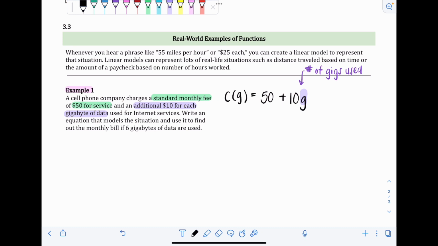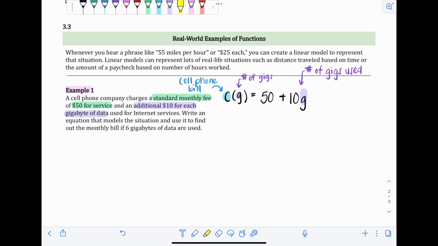So this is here. The C is for our cell phone bill. And the G is based on how many gigs we use. So that's like saying C of G is the total bill based on number of gigs used. So C of G equals 50 plus 10G. You could switch the order as well. If you put the 50 after the 10G, that would be fine. But this is perfectly fine to leave our final answer in.